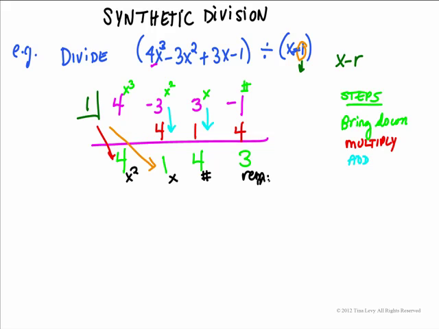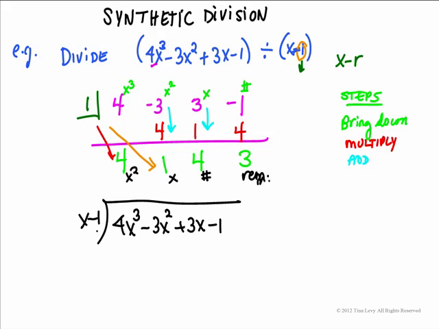So for this problem, we get that our answer is when we took 4x cubed minus 3x squared plus 3x minus 1, when we divided it by x minus 1, our answer comes out to 4x squared plus 1x plus 4, and then the remainder is 3, and we write it as 3 over x minus 1. That's synthetic division.